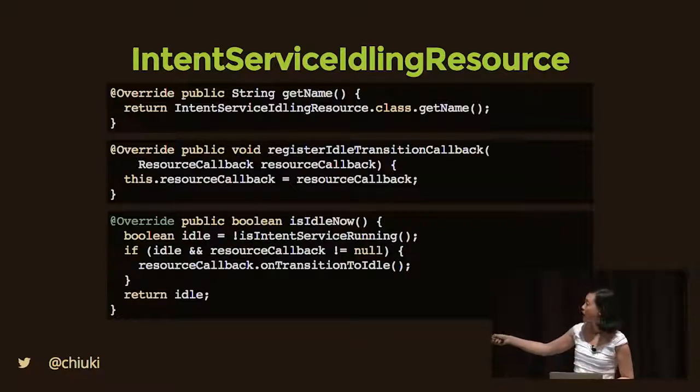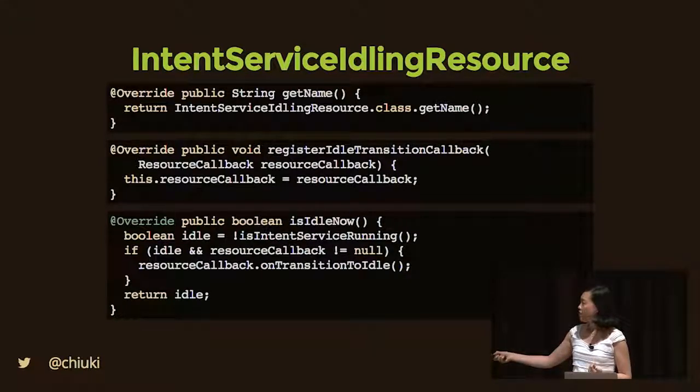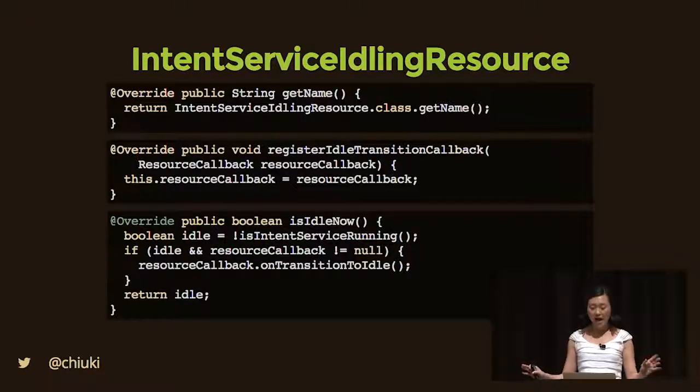And this is the code for the actual idling resource. It's an interface, and there are 3 functions that you need to override. The first 2 are kind of boilerplate. It needs to get a name, because when you're registering your resource, it needs a key, basically, so that it can keep track of them. So usually, I just give it the class name. And then there's this callback. You're just stashing away the callback that at some point Espresso will give you, so that you can use it in this function. So isIdleNow is the meat of your idling resource.